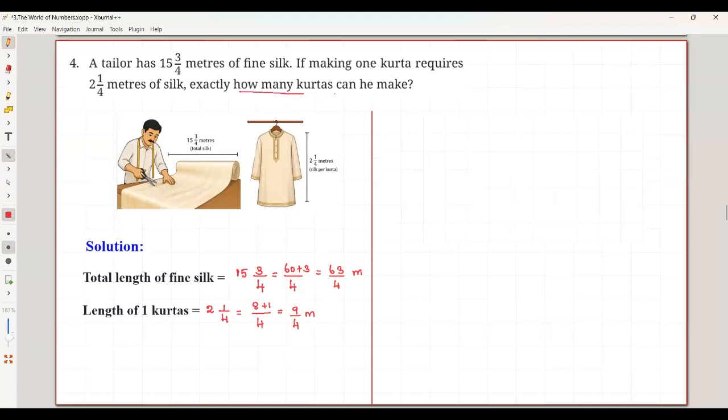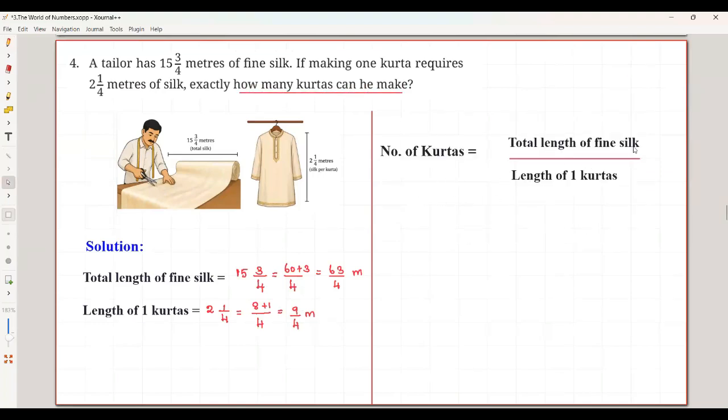They are asking how many kurtas. So the number of kurtas is equal to the total length of fine silk divided by the length of one kurta. The total length is 63 by 4, divided by the length of one kurta, 9 by 4. So we have to divide one fraction by another fraction. Take the reciprocal and multiply, or we can go with the KCF method. KCF means what? Keep, change, flip. Keep 63 by 4 as it is, change division into multiplication, and flip 9 by 4, it will become 4 by 9.